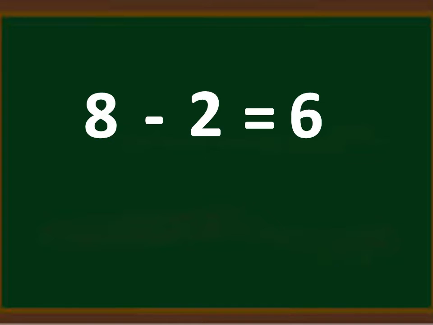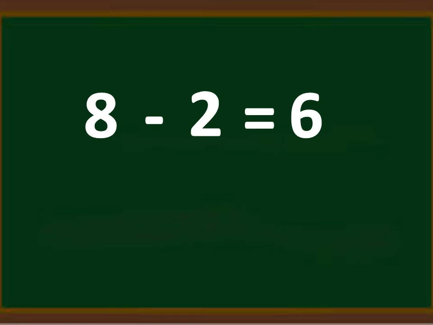From the previous slides, we learned how to read a subtraction sentence or subtraction story. Can you read this one? Very good. It's 8 minus 2 equals 6. So we have 8 objects. You remove 2 objects and there are 6 objects left.